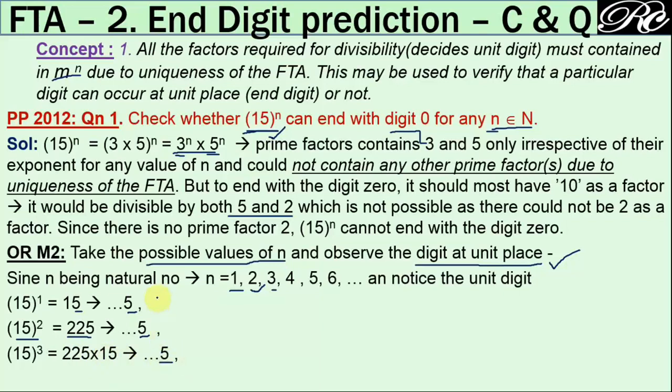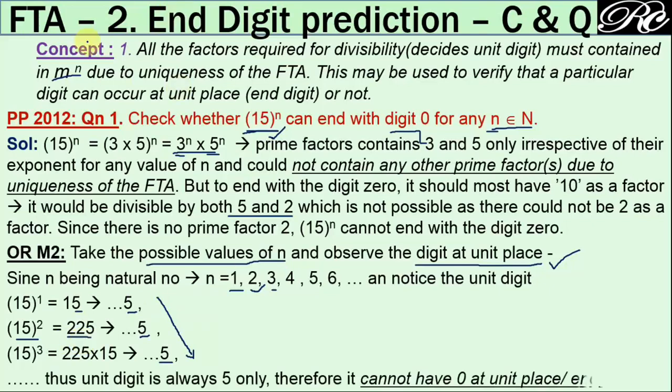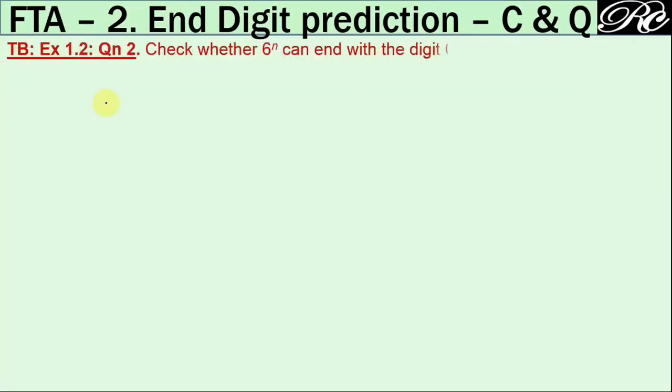So here we are observing the unit digit is always 5, irrespective of the value of n. So it cannot have any other digit like 0 or 1 or 2 at the unit place, whatever the value of n. Let us do a few more questions.